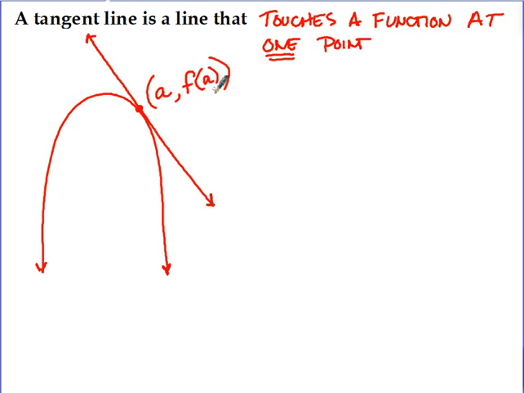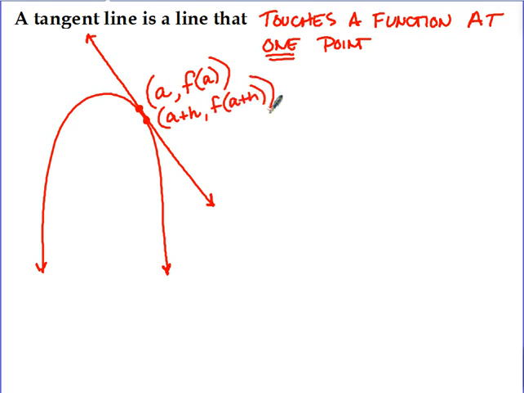So if I'm going to define the slope of this line, maybe I could find a point that's very, very close to it. So a plus a little bit. If that h is very small, it's going to become much closer.